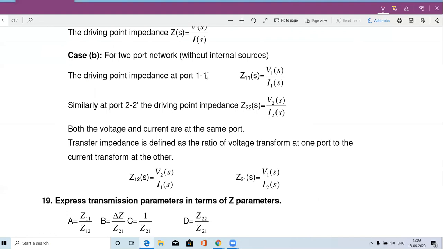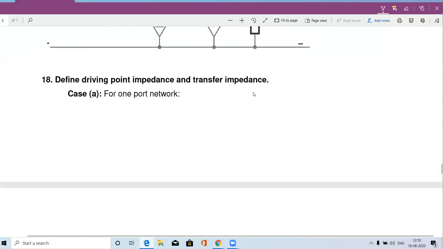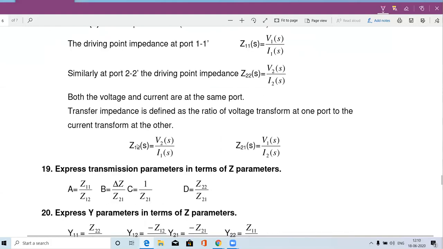The driving point impedance at 1, 1 dash is the ratio of V1 divided by I1, which can be written as Z11. Similarly, in the second port, V2 by I2 is called Z22. So Z11 and Z22 are called driving point impedances. The transfer impedance is the ratio of one port voltage to the other port current, for example, output voltage to the input current.